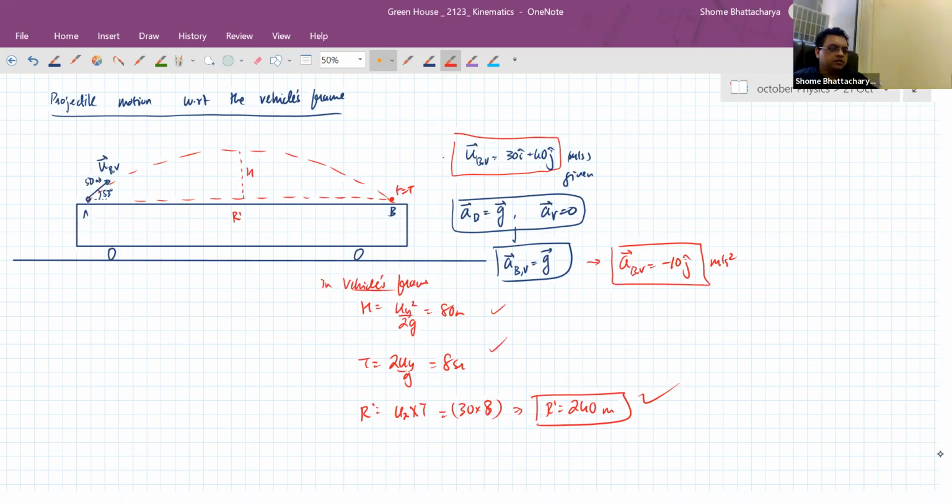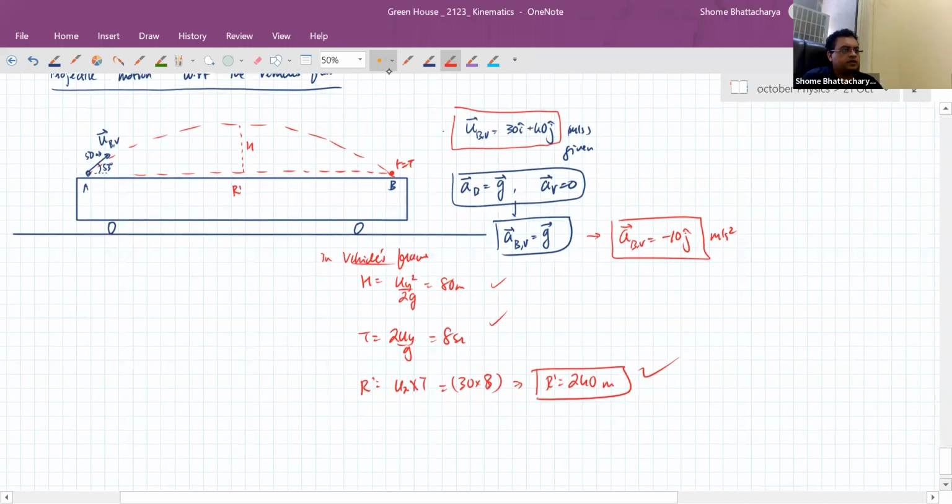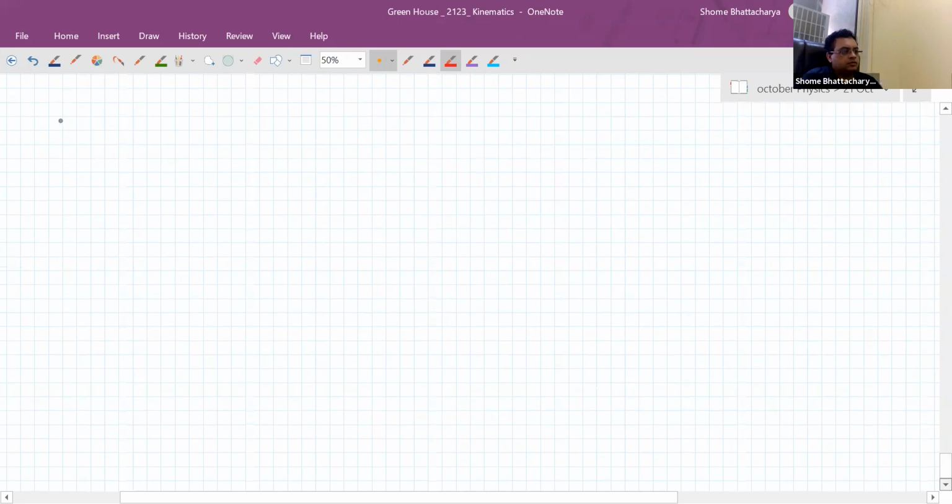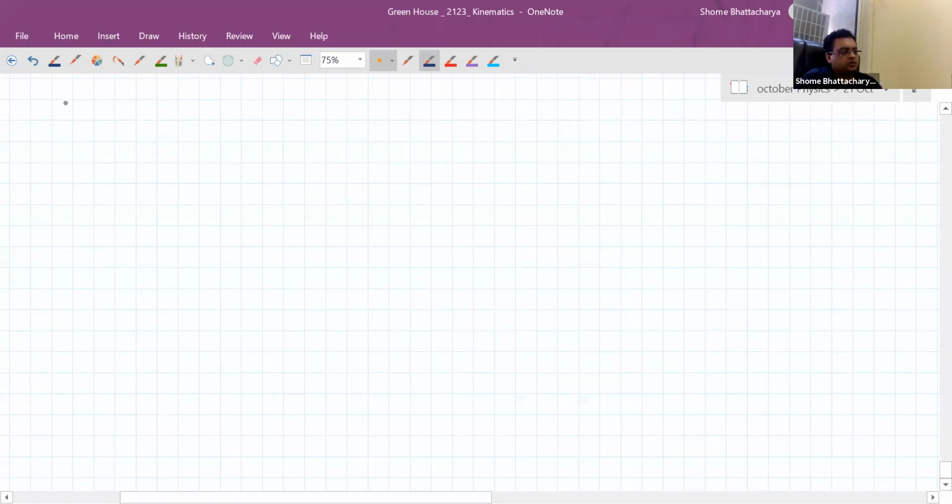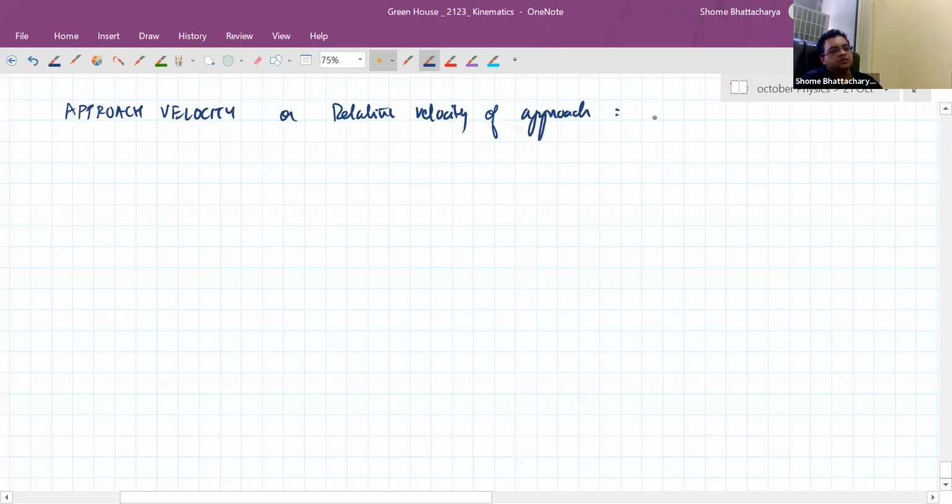Okay, now one last additional concept we will look at in relative motion as we wind up this chapter is a new type of physical parameter for us called the approach velocity, or relative velocity of approach, which we denote with the symbol V approach like this, or alternately separation velocity, or relative velocity of separation.